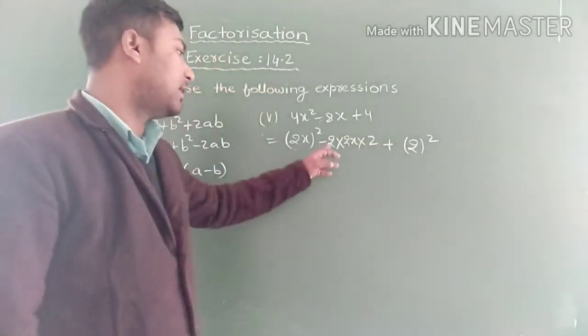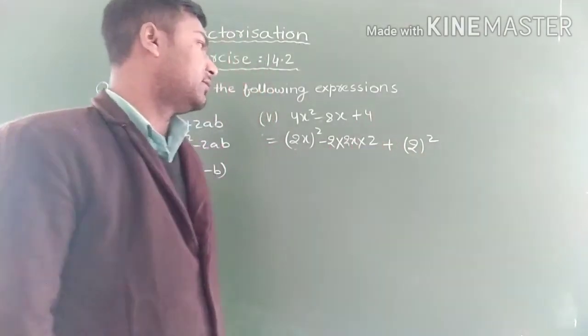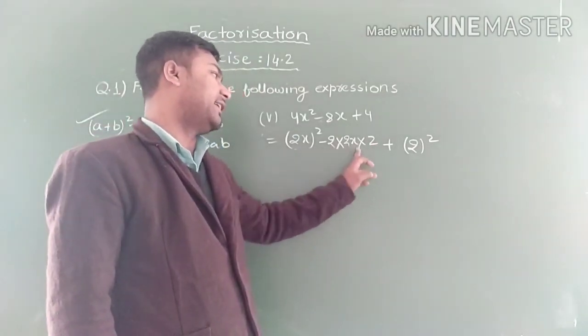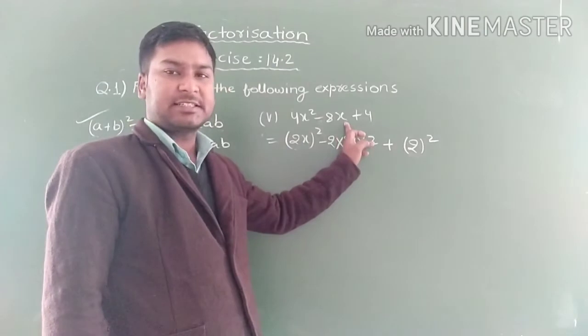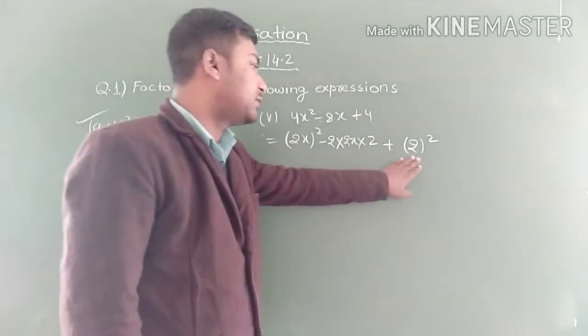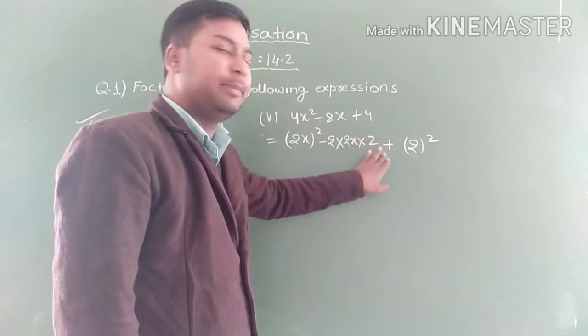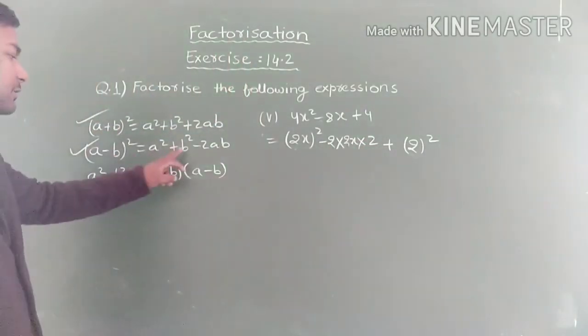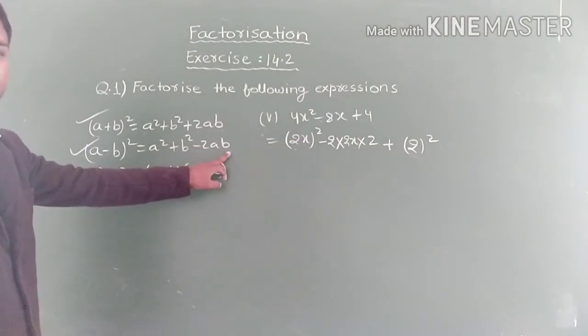Okay. So minus 2ab. So just check it. 2 to the 4, 4 to the 8. 8 minus 8x. So this is minus 8x. So it is right. So this will be a square plus b square minus 2ab. So this second formula is used here. A square plus b square minus 2ab.